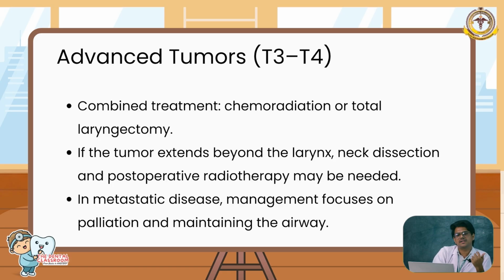Combined modality includes chemoradiotherapy or total laryngectomy. If there is extralaryngeal spread, then we will proceed with total laryngectomy plus neck dissection plus radiotherapy. Palliative care for metastatic disease focuses on airway management and symptom control. So you can see this is a laryngeal tumor involving the entire length of the right vocal cord.